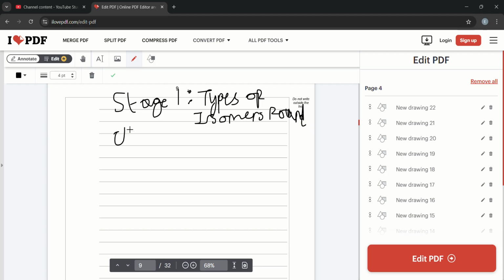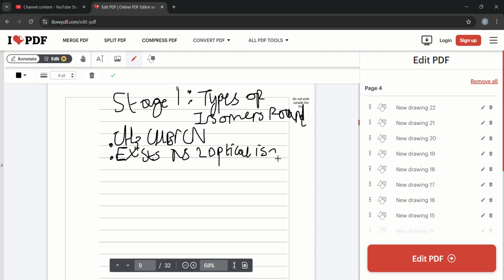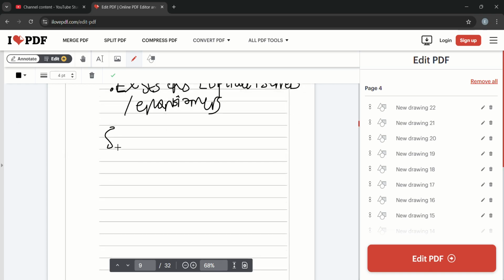Well, we've got CH3CHBrCN, and it exists as 2 optical isomers, aka enantiomers. You could say it exists as 2 enantiomers. Stage 2, the mechanism.